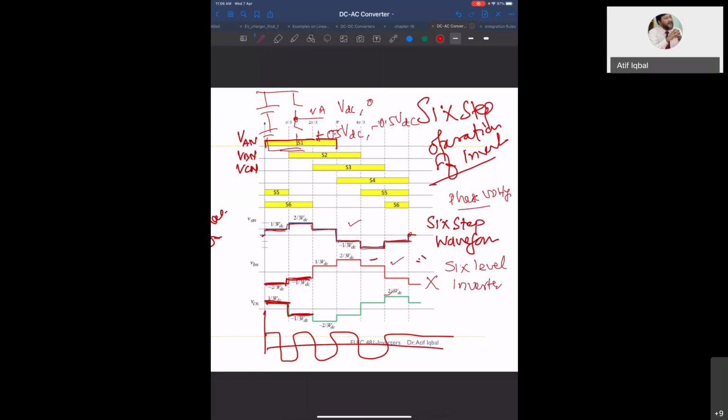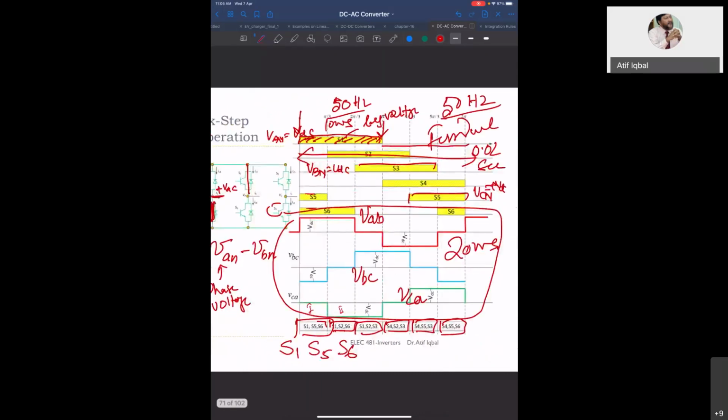Now, to get the line voltage, to get VAB, which will be VAN minus VBN, when you subtract this, you get this as your line voltage. So the line voltage has a peak value of VDC and 0, and then VDC and then 0, like this. So it is 3-level that you get in the line voltage. The line voltage has 3 levels. What are the levels? Plus VDC, 0, and minus VDC.